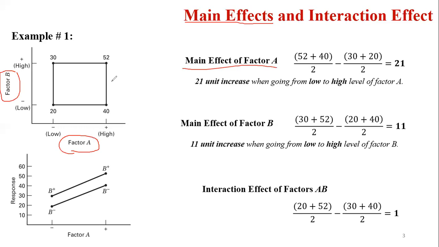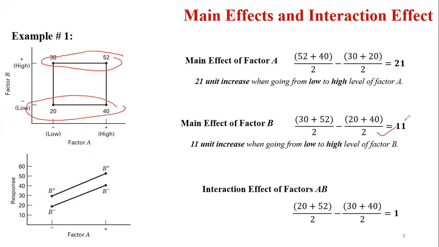So for factor A, how can we calculate that? The average at high, that is 52 plus 40 divided by 2, and the average at low, and we subtract low from high, and this gives 21. What does that mean? It indicates that when the factor moves from low to high, there is an increase in the response variable of 21 units. Similarly, for factor B, we can calculate the main effect, that is, the average of this minus the average of this. We can see that when we shift from low to high with respect to factor B, there is an increase in the response variable of 11 units.